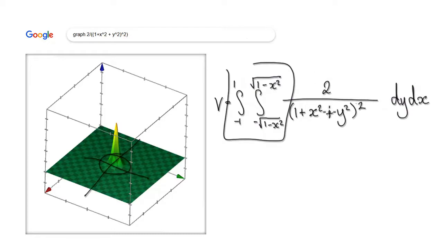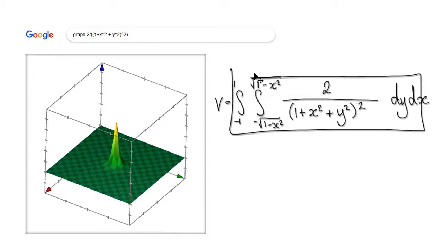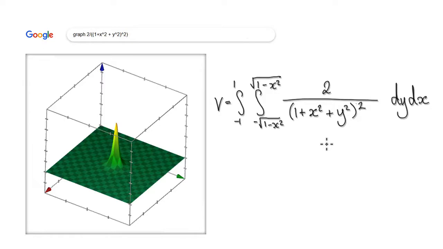Well, if you're integrating over some sort of circle, and there's some sort of circle associated with this, you should think about converting this into polar coordinates. You're integrating over some sort of circle here, some sort of circle here, and that's x squared plus y squared. So you should be thinking about polar coordinates. So let's convert this into polar form.